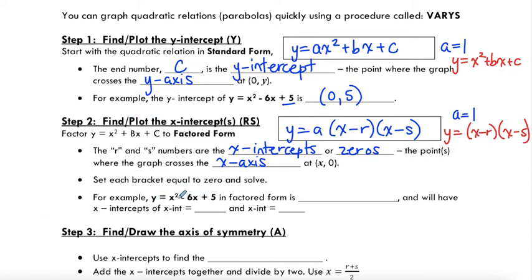So for y equals x squared minus 6x plus 5, we want to start by factoring that equation. I'm just going to do my calculation up here. So I have y equals x squared minus 6x plus 5. I'm looking for two numbers that multiply to give me positive 5, and those same two numbers need to add to give me negative 6.